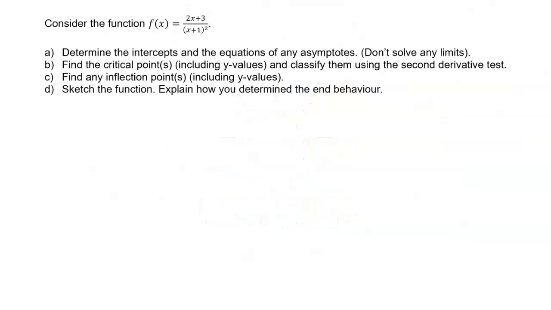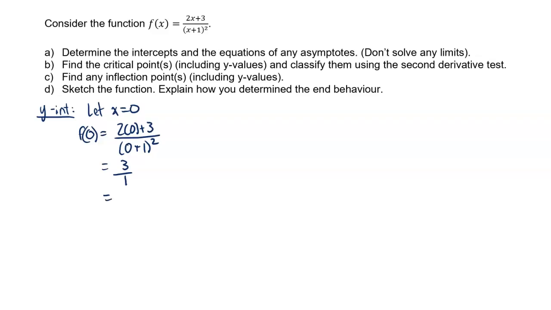It says determine the intercepts and equations of any asymptotes. So what we have to do first is find the x and y intercepts. For the y-intercept, we're just going to let x be 0. When we let x be 0, we get f of 0 equals 2 times 0 plus 3, all divided by 0 plus 1 all squared. Notice that 2 times 0 is 0, but we still have the 3 on the top. And on the bottom, 0 plus 1 squared is 1 squared, which is 1. And so we end up getting 3.